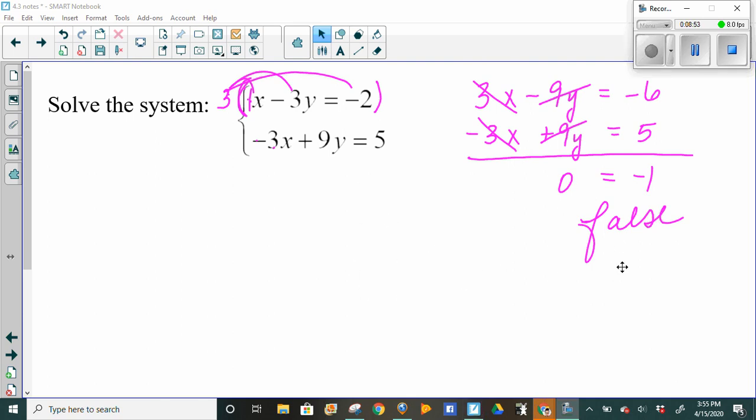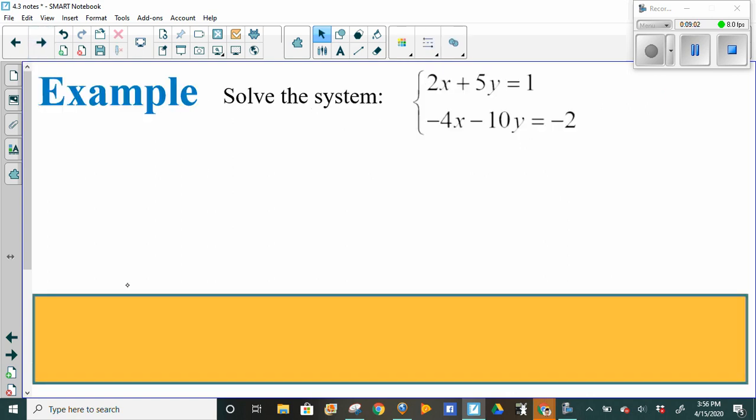So when it's false, remember, parallel lines. Sorry, I had to step away for a second. All right, so here we go. Let's do it again. I found a few more extra examples this time.